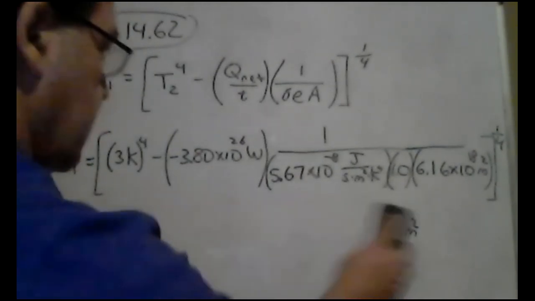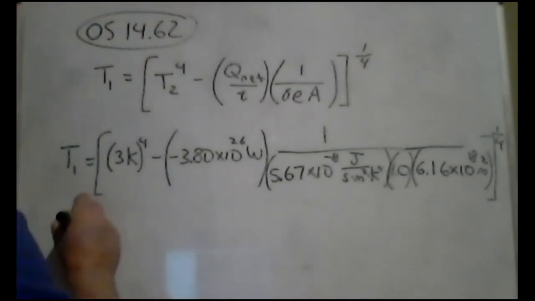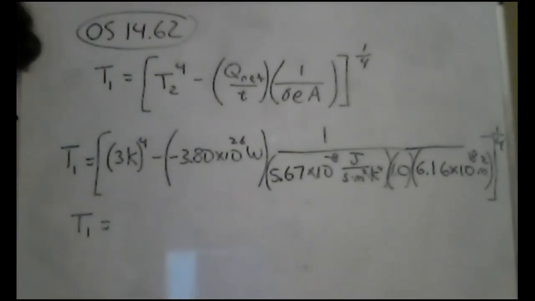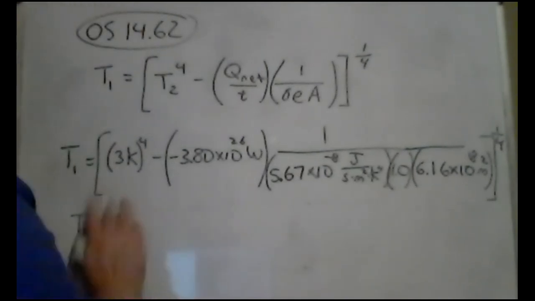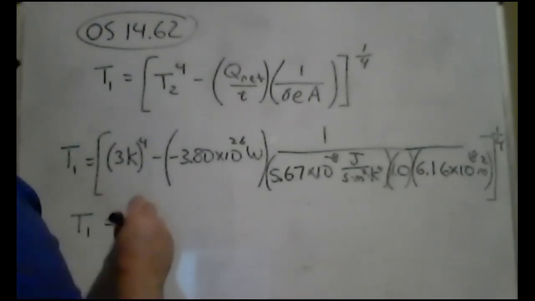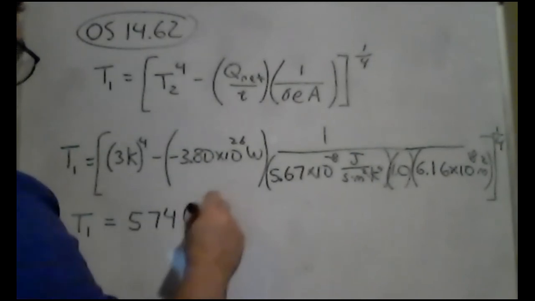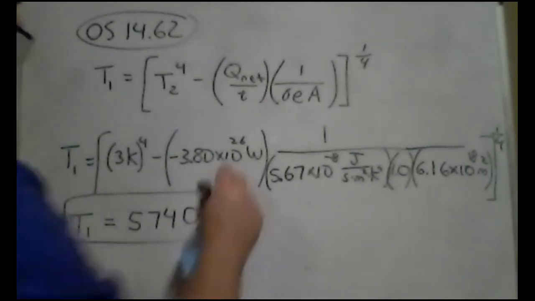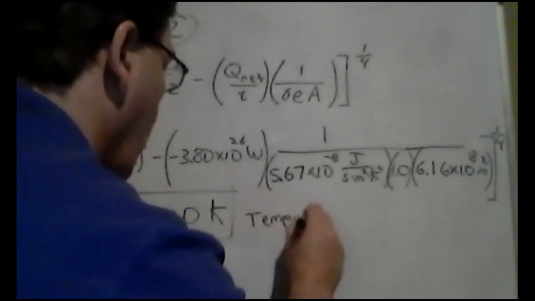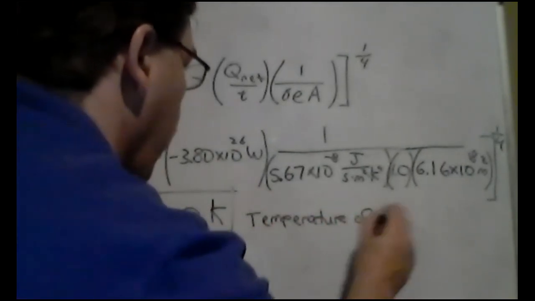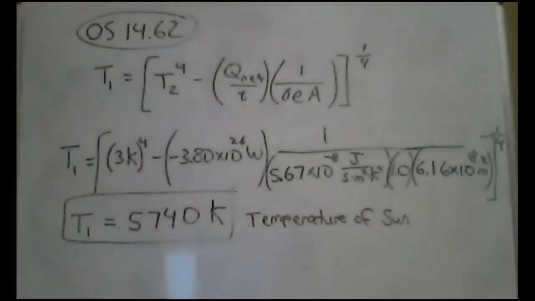Let's write what the temperature of the sun is. So finally, T1. You do this calculation, you find out that T1 is equal to 5740 Kelvin, and it's about the scientifically accepted value for the temperature of the sun. 5740 Kelvin, temperature of the sun. You're not going to put a thermometer in the sun. You have to find the temperature another way. Well, here's a way to do it by knowing other things.